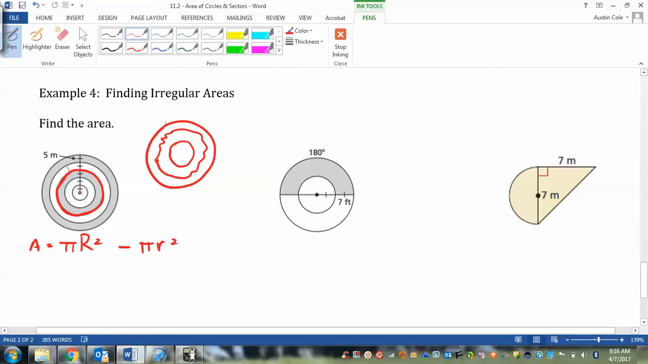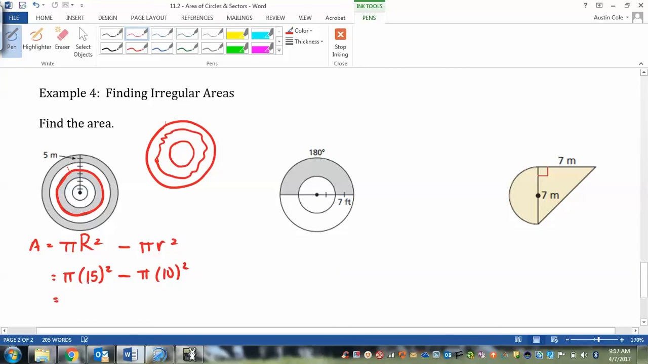Every one of these is 5. Isn't that 5? And that's 5. And that's 5. What's my radius? 15. So if I want to find the area of that big circle, that's going to be pi times 15 squared, minus the area of my small circle. I think it's 10, because this whole thing is 10. So minus pi times 10 squared.